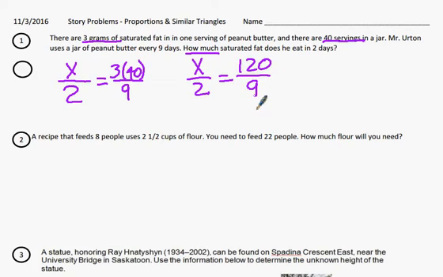And a lot of people like to cross multiply. I already have my X where I want it, so I'm just going to halfway cross multiply. I'm just going to multiply both sides by 2. 2 times 120 is 240. 240 divided by 9 is 26.7. And actually with grams of fat, it's just as good to say 27 grams.